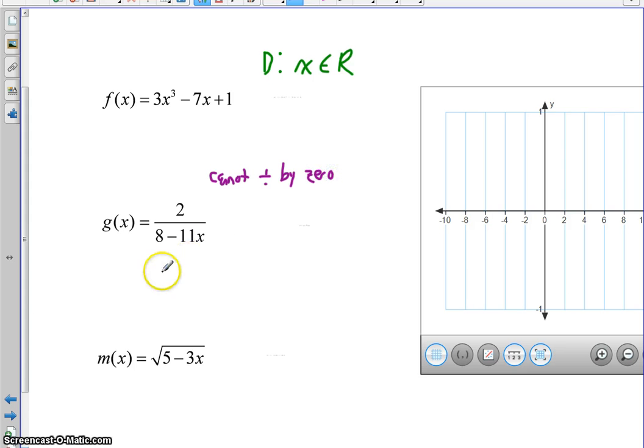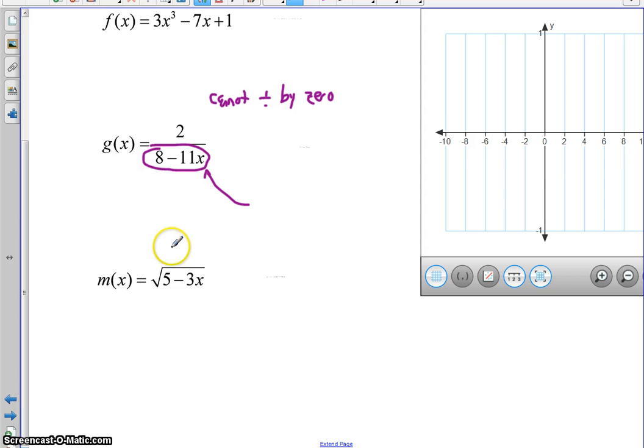So I'm going to have a serious problem if there's any value of x that makes the whole denominator 0, because then I have 2 divided by 0, and I know I can't do that in my calculator. So if there's any value of x that makes the denominator 0, it's going to be a problem with my domain. So looking at this, okay, where is 8 minus 11x equal to 0? Let me take a look. 8 minus 11x, let's make it equal to 0.